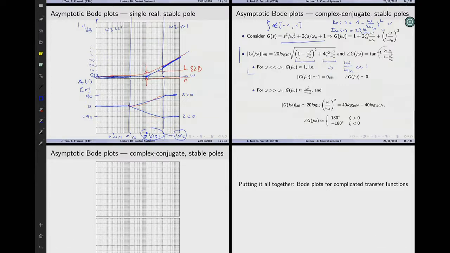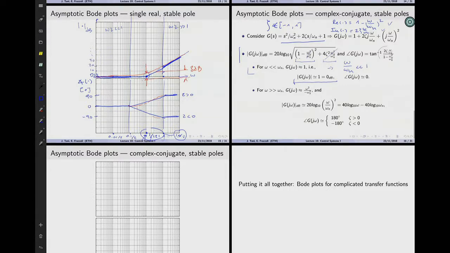And then this term here is negligible with respect to 1 again, because the zeta is bounded between 0 and 1. So this means that in this approximation, the linear magnitude is the root of 1, which is 0 dB. 20 logarithm base 10 of 1 is 0.